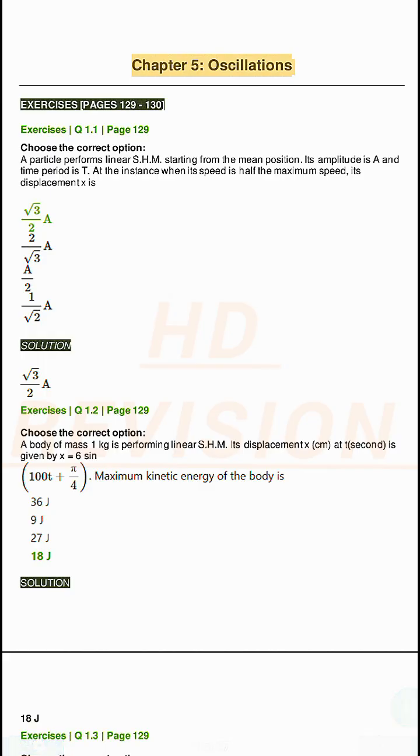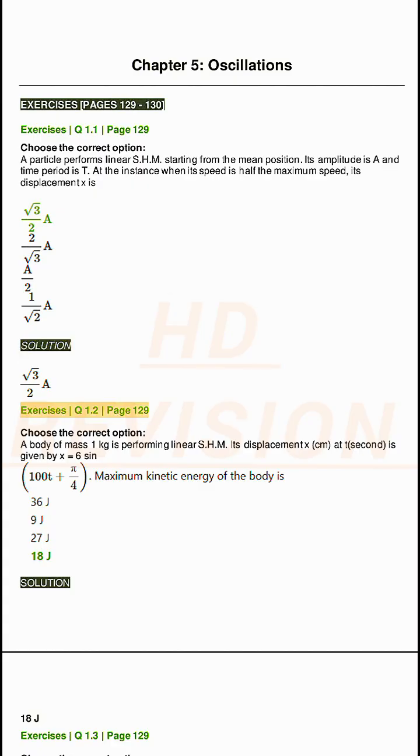Chapter 5. Oscillations. Exercises pages 129 to 130. Exercises Q1.1, page 129. Choose the correct option. A particle performs linear SHM starting from the mean position. Its amplitude is a and time period is T. At the instant when its speed is half the maximum speed, its displacement x is... Solution.